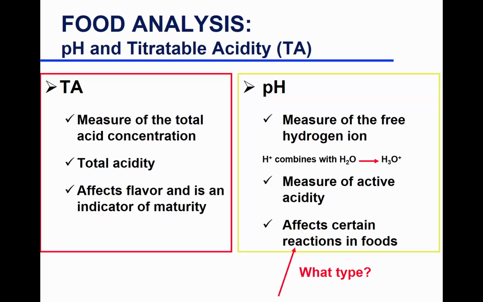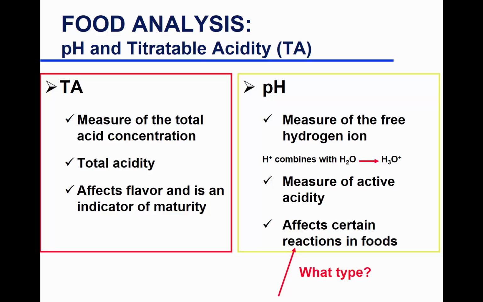So pH also is a measure of the free hydrogen ion. The proton combines with the water molecule and gives you a hydronium ion. So in the presence of water and a free proton, you get a hydronium ion. And then it's a measure of the active acidity, that means the dissociated protons. Okay, so acidity is related to flavor and maturity, but what does pH affect? What kind of reactions in food? Or influence what in food?